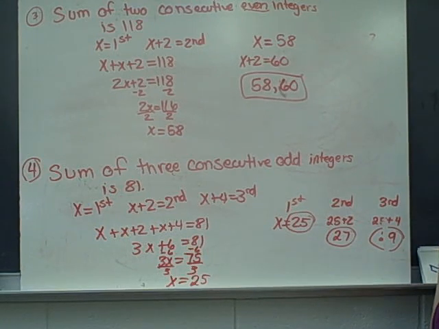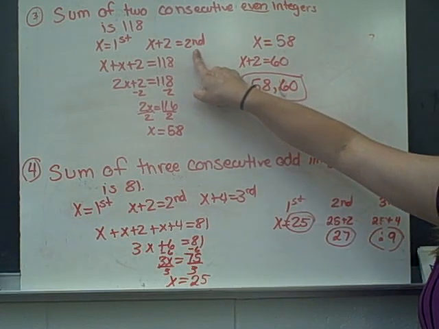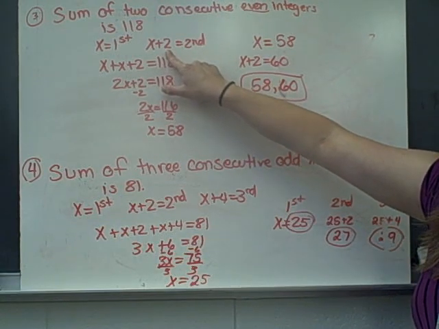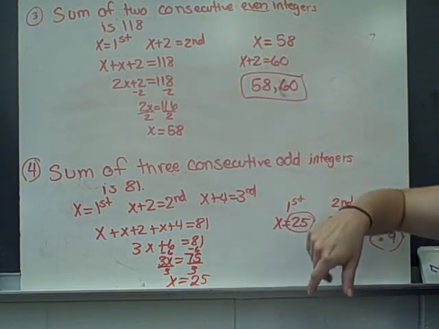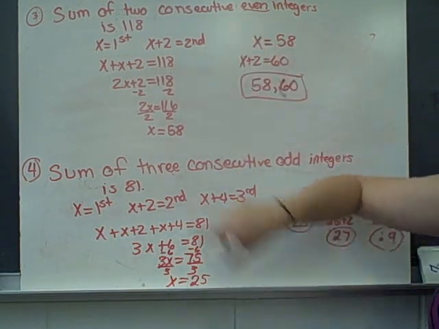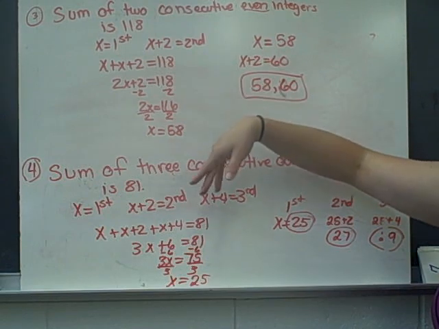Okay? So my first integer is still going to be x. Now, if I want to get from 6 to 8, all I do is add 2, right? So in this case, my second even integer would just be x plus 2. And then my third, oh, it only asks for 2. Sorry, 2. So when we put them together, they should equal 118.